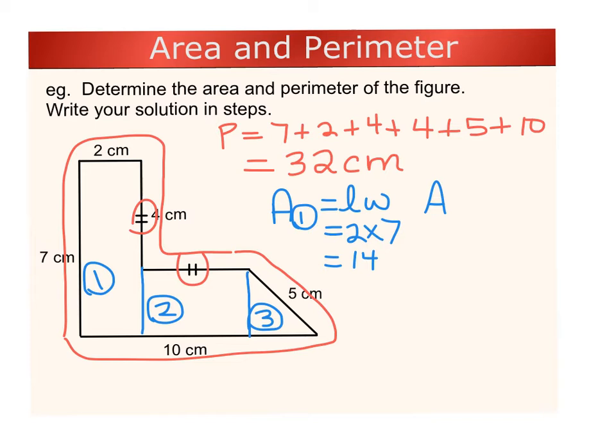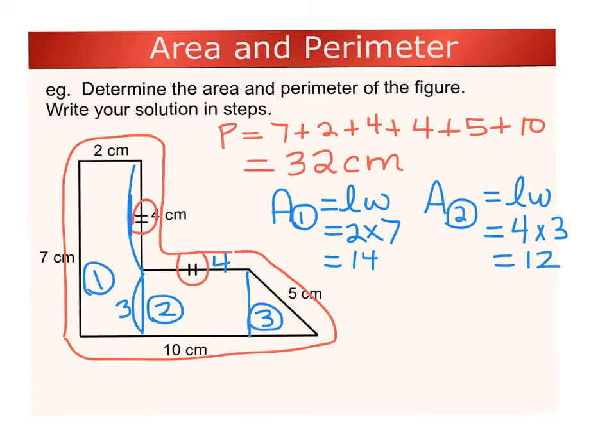Then I have the area of shape 2, and it's a rectangle. Now it's 4 by, let me see, I have to figure this out. If this much from here to here is 4, that would make this much from here to here 3, because that has to add up to 7. So this rectangle is 4 times 3, and that's 12.